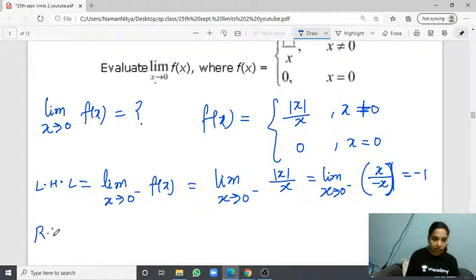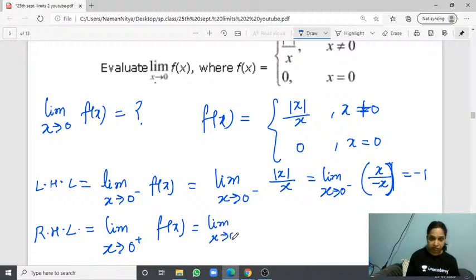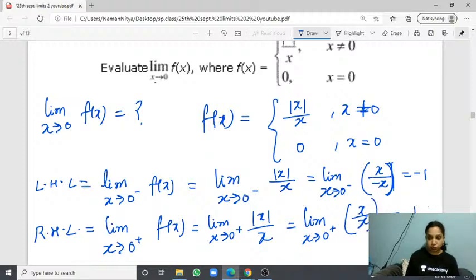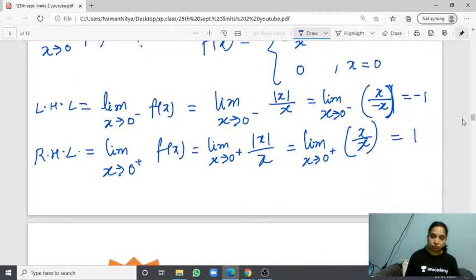And if I calculate the right hand limit, limit x tends to 0 plus f of x, means your x is positive, we are coming from the right hand side. The function is the same, mod x by x only, but this will become x by x. So this is nothing but 1. So when x is positive and when x is negative, accordingly we have to write. So obviously left hand limit is not equal to right hand limit.